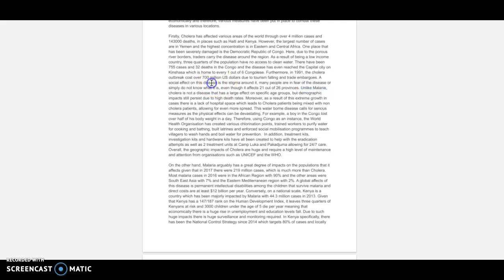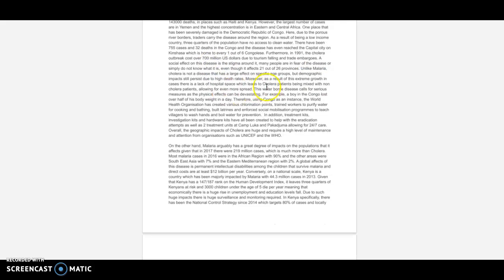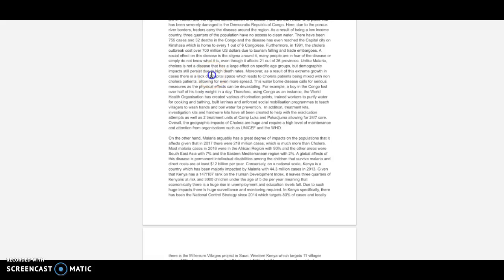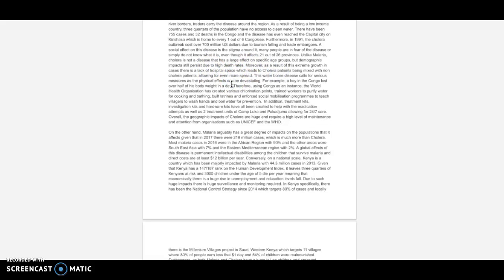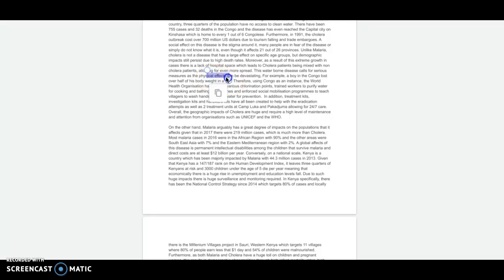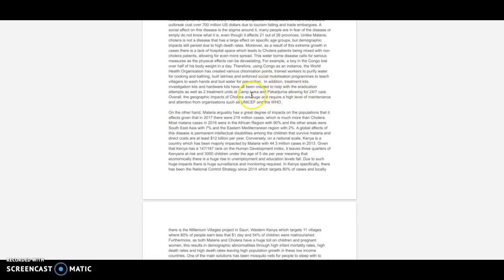So it's good to use these types of phrases that show you're evaluating. So I said, unlike malaria, it's not a disease that has a large effect on specific age groups, but demographic impacts still persist due to high death rates. And then I'm saying more impacts of it, so impacts on cholera patients, health impacts and the consequences of having to deal with it, treatment kits, having to provide that. And then I conclude by saying the geographic impacts of cholera are huge and require a high level of maintenance and attention from organizations such as UNICEF and the WHO.